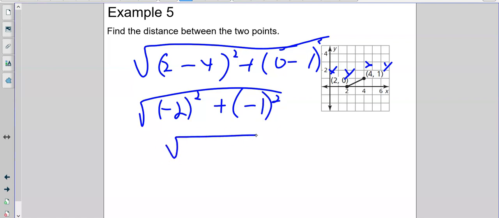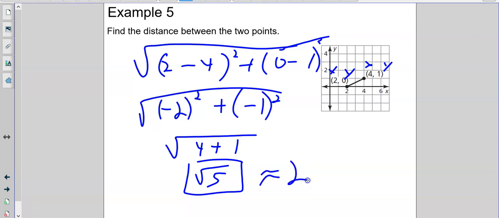So that's going to give me the square root of, negative 2 squared is 4, negative 1 squared is 1. And that's going to give me the square root of 5. And that is the distance. I just leave it like that. If I wanted to put it in the calculator to get an estimate of what it would really be, you could do that. So the square root of 5 is approximately 2.24. But we can leave it as radical 5.